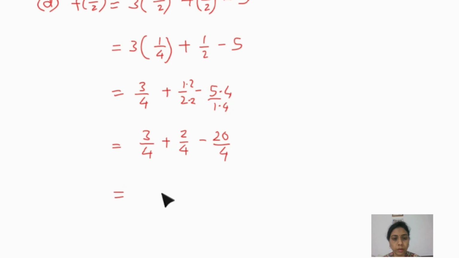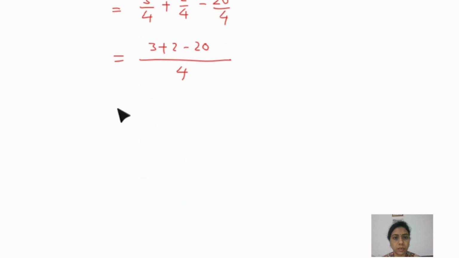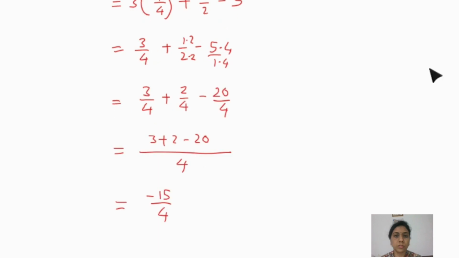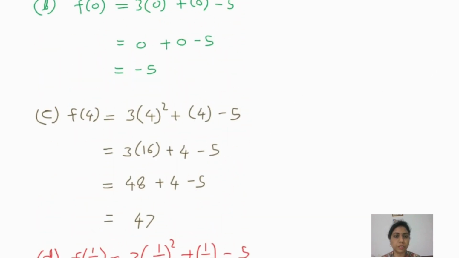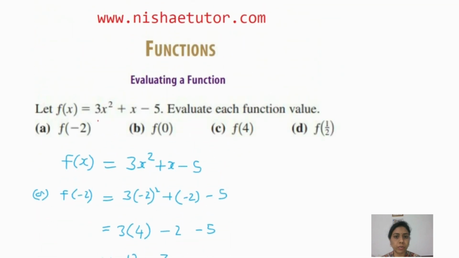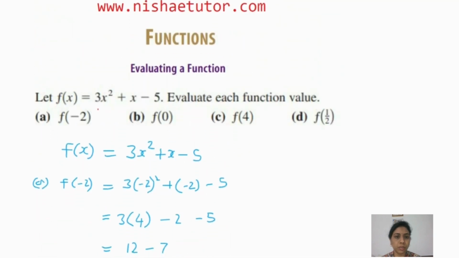Now we can add or subtract the numerators very easily. So 3 plus 2 minus 20. This is 5 minus 20, which is minus 15/4, and this is the answer. So isn't it a very easy question? Substitution, to evaluate a function value.